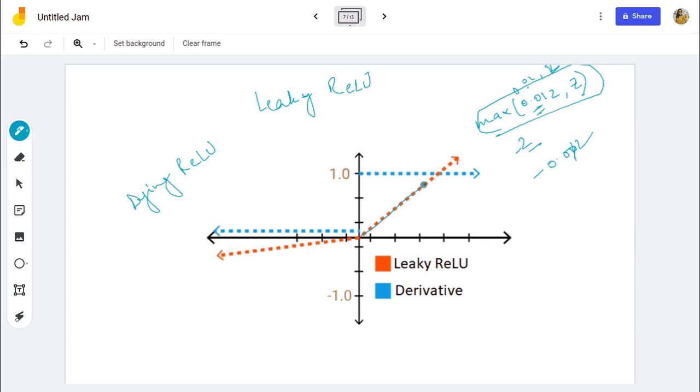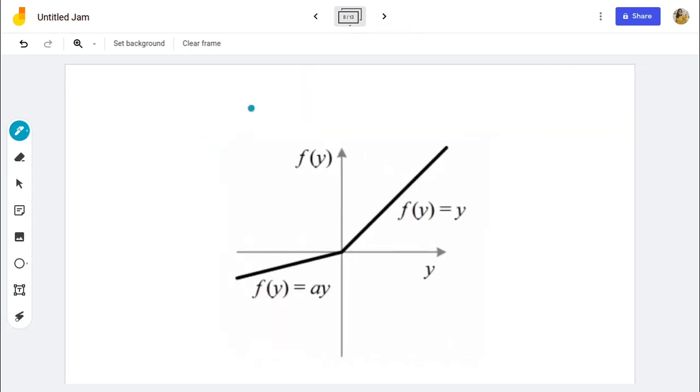This is the graph of a ReLU, you can see here. This is a leaky ReLU graph. Instead of just going flat on the negative side, it gives a slight variation. And the derivative is very simple. The derivative will be equal to 0.01 if z is less than 0, and 1 if z is greater than or equal to 0. This is the derivative.